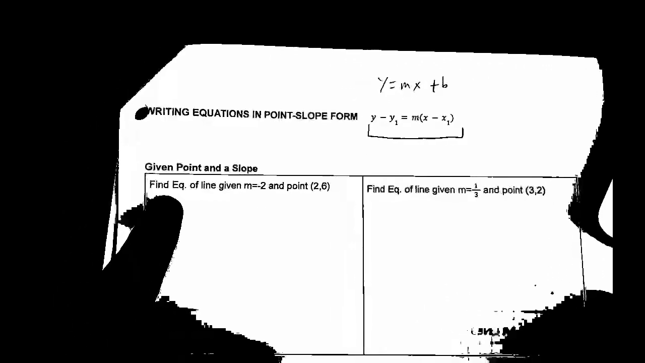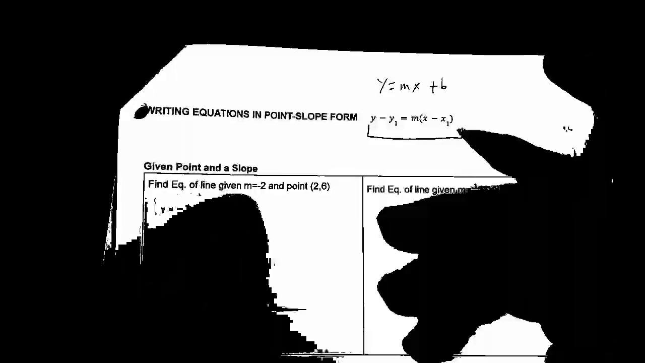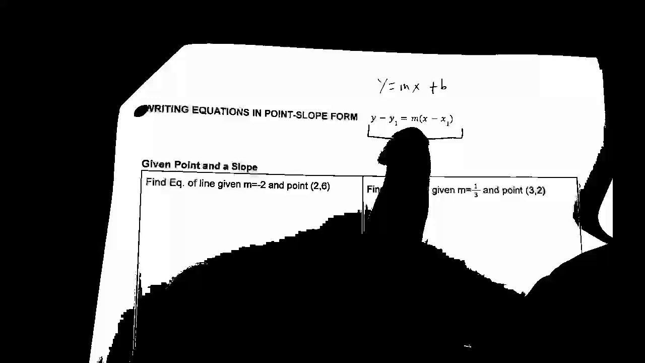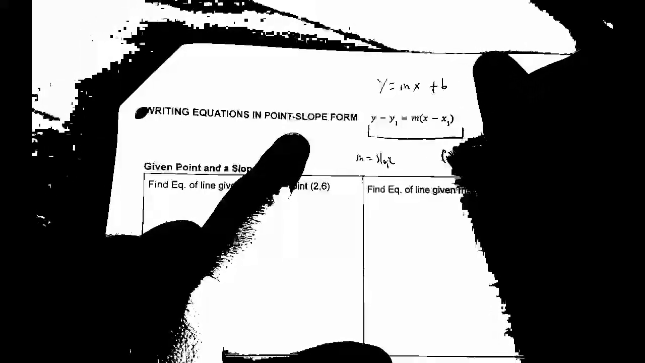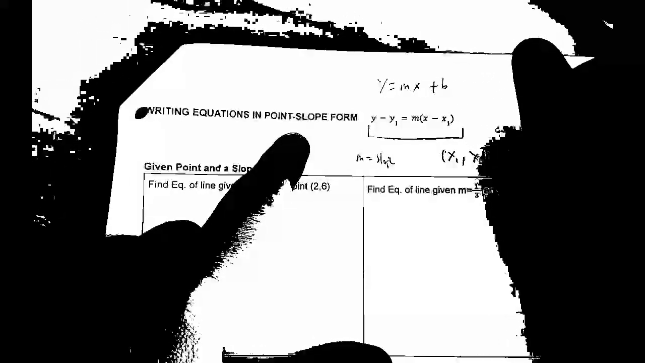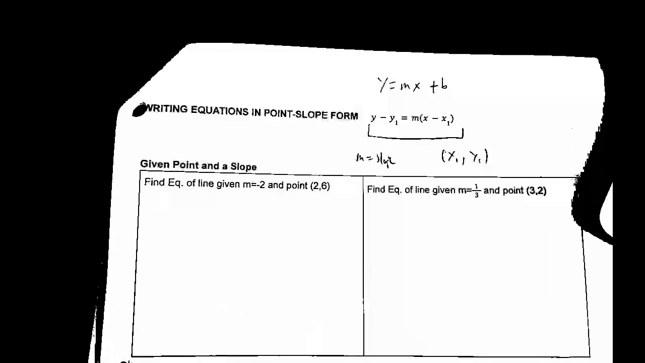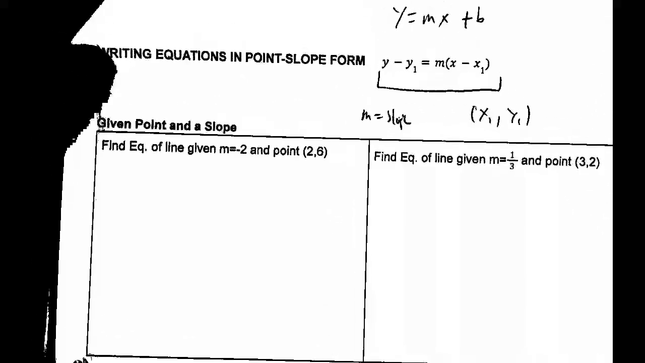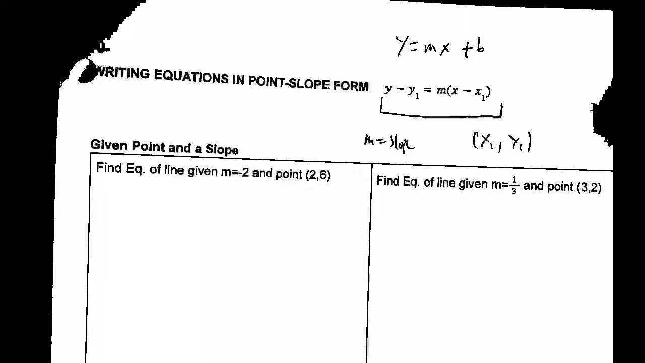So let's say this one. Find the equation of a line if m is -2 and we have the point (2, 6). Well, that's all we need for this, right? Remember that m is the slope and (x1, y1) is just a coordinate. So if we have these two things, then we're good to go.